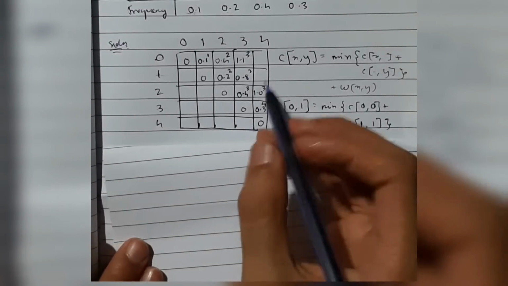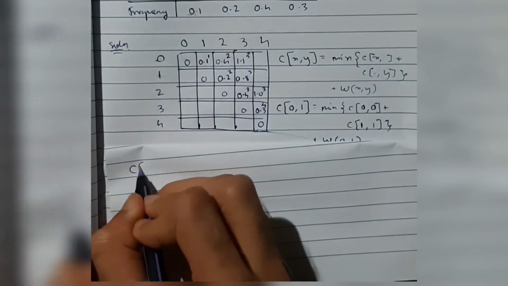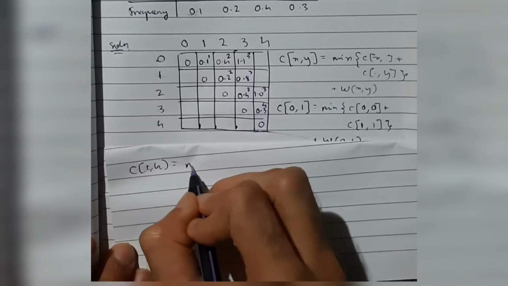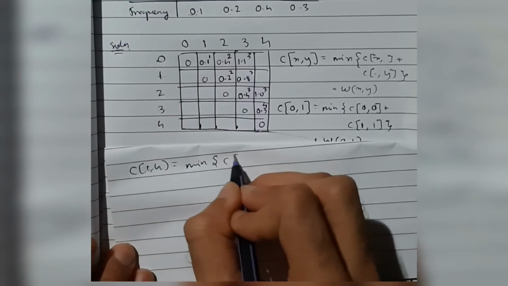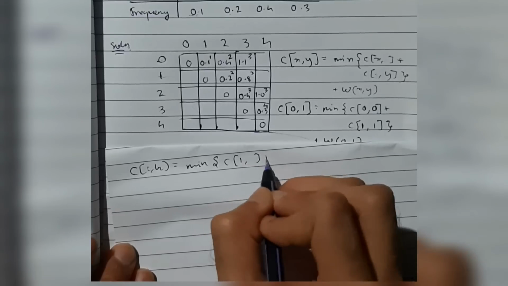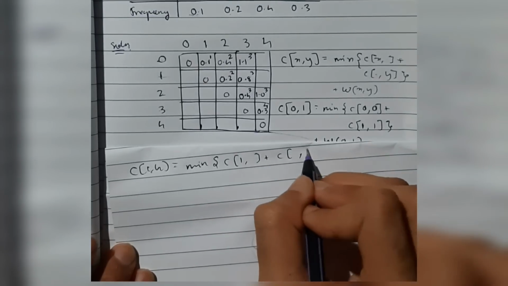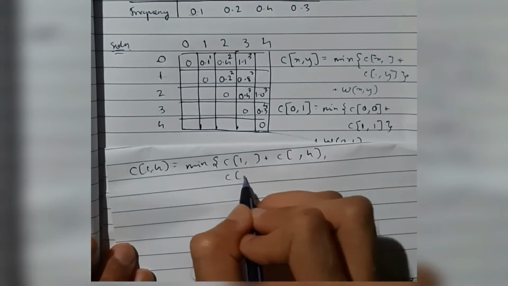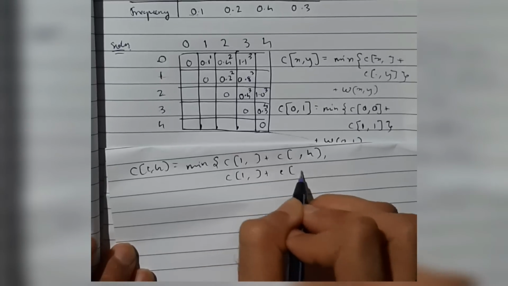Finding out for the 1 comma 4, C of 1 comma 4 is equal to minimum of C of 1 comma something plus C of something comma 4. I'll be writing down the same thing 3 times.